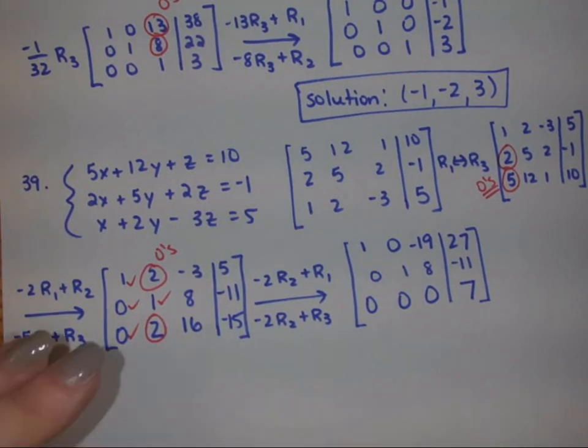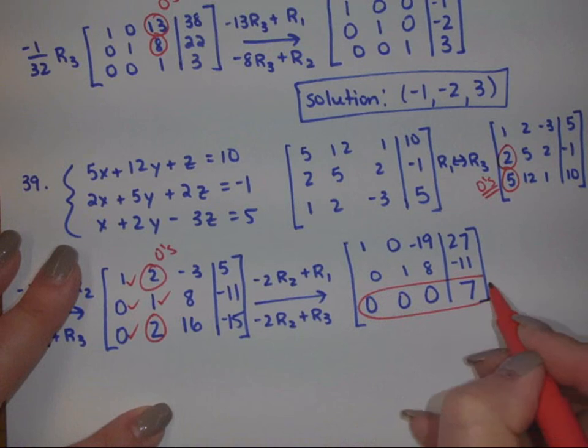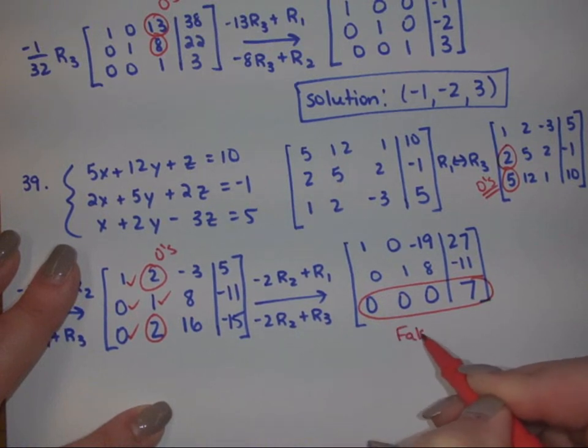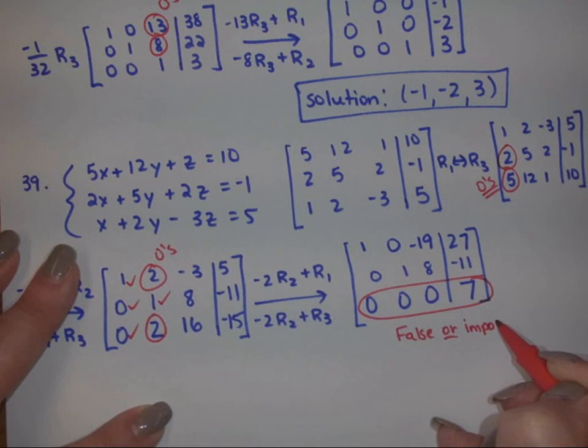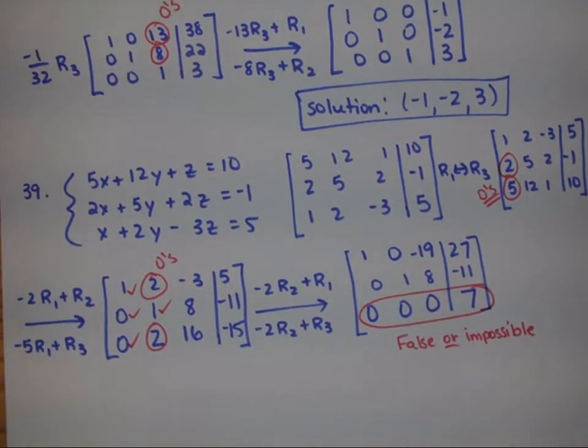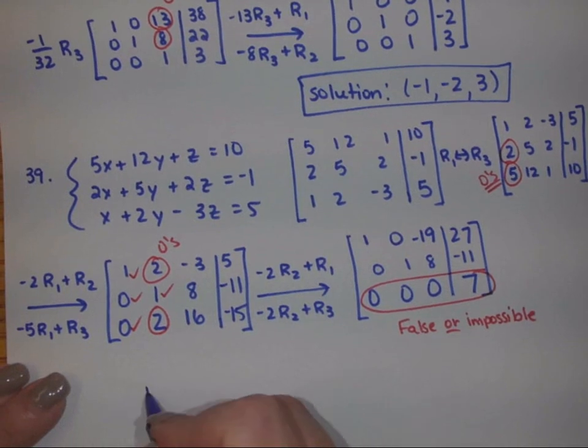Okay, so kind of like before, this is false. This can't happen. So when we have something that is false or can't happen and we're pretty sure we did everything else right, then it means that it's a no solution.